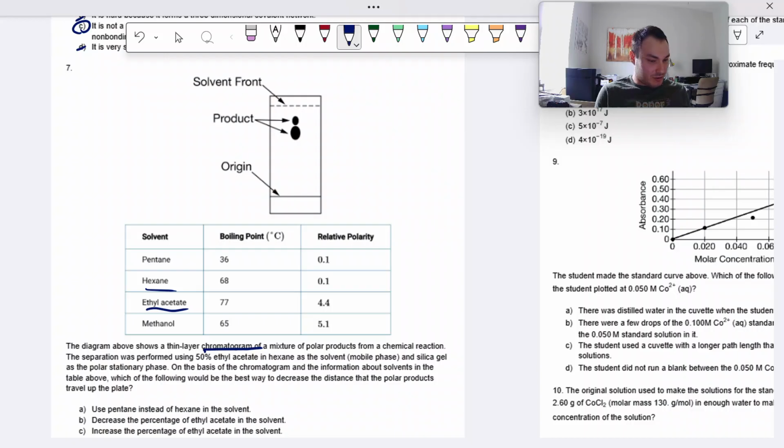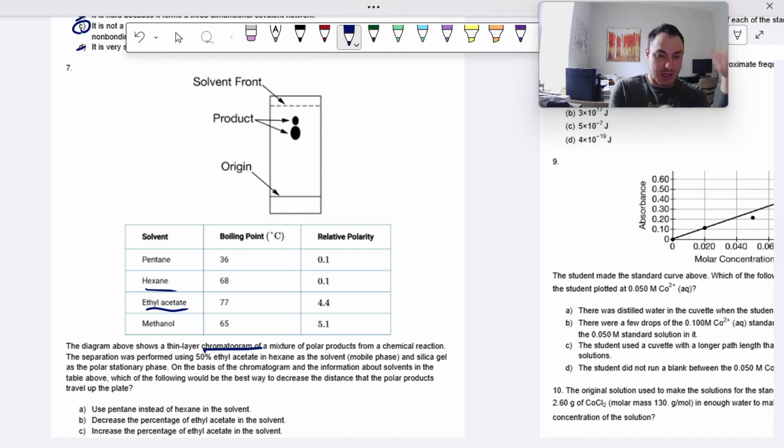And silica gel as the polar stationary phase. So usually we don't really care about the stationary phase, that's just what it's traveling up. On the basis of the chromatogram and the information about solvents in the table above, which of the following would be the best way to decrease the distance that the polar products travel up the plate?